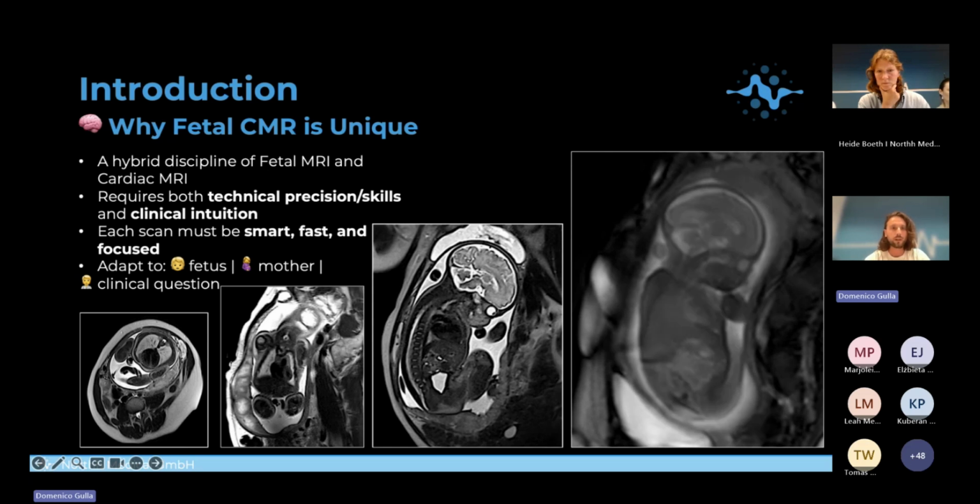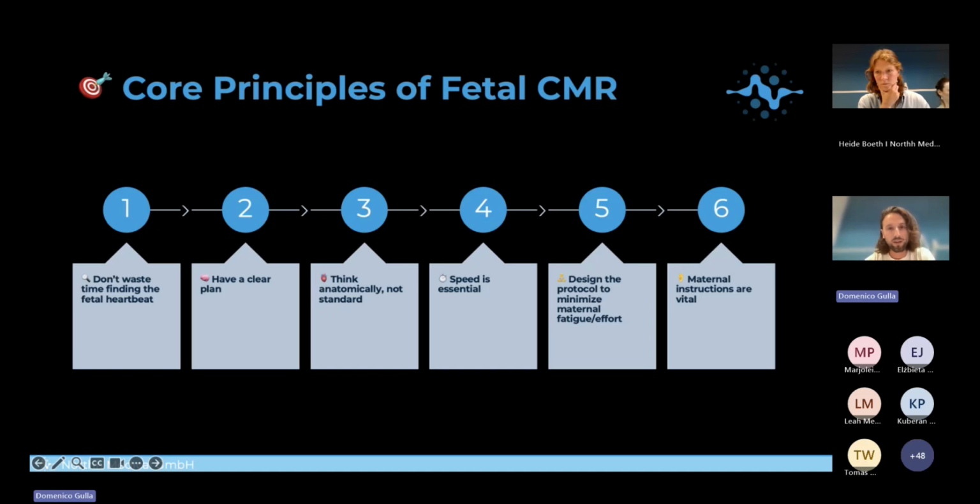At the core of the principle of fetal cardiac MRI, in my opinion and experience, what is really important from the beginning is: don't waste time finding the fetal heartbeat. Start with fast localization images, axial and sagittal, and use anatomical landmarks like the umbilical cord, placenta, iliac crest, lumbar spine, and fetal side. You can also measure in centimeters directly on the MRI console to guide precise device placement. This also helps technologists become more familiar with fetal and fetal cardiac anatomy.